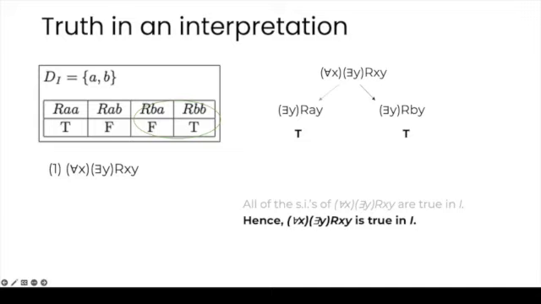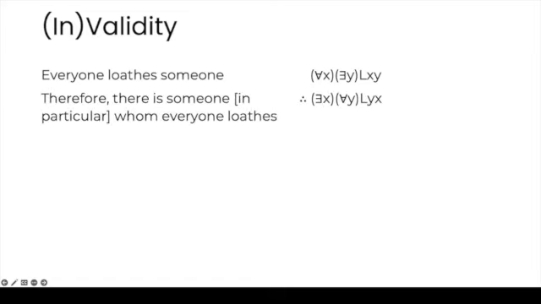The next application is to invalidity. Suppose that you have this argument, and the premise is everybody loathes someone, which we represent as for every x, there is a y, Lxy. And now the conclusion is, therefore, there is someone in particular whom everyone loathes, which you represent as there is an x such that for every y, Lyx. Well, clearly this argument is invalid.